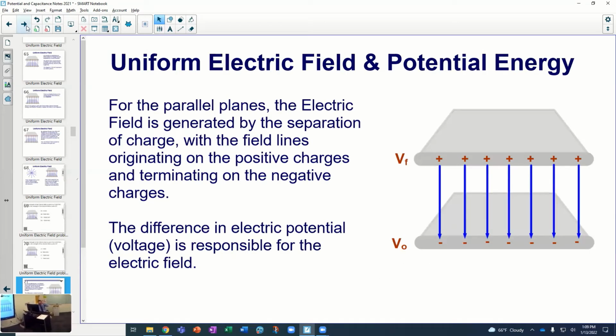For the parallel planes, the electric field is generated by the separation of charges. The field lines originate on the positive charges and terminate on the negative charges. The difference in electric potential, or voltage, is responsible for the electric field. So the electric field is caused by that difference in potential, but it will always radiate, just like when we drew fields for point charges, from the positive to the negative. Similar patterns.